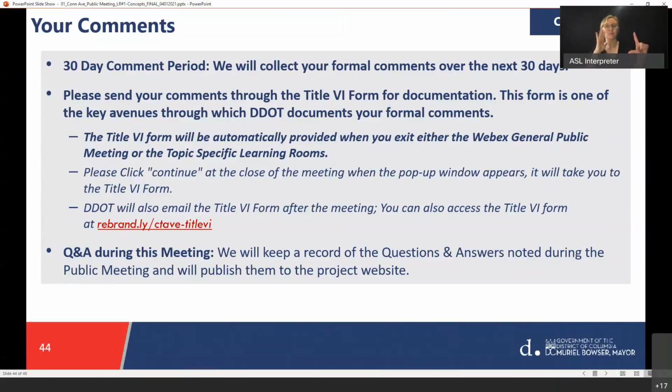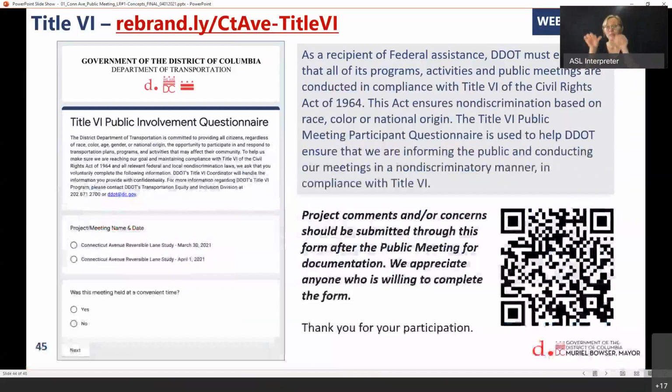DDOT will also email the Title VI form after the meeting. You can access the Title VI form at the link shown in red. We will keep a record of the questions and answers noted during the meeting, and we'll publish those on the project website. This is a sample of the Title VI form. You can see the link in red. There's also a QR code, and you can scan that with your phone, and it will take you to this form.